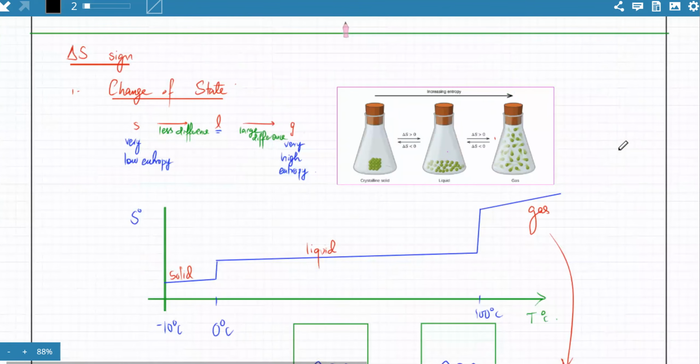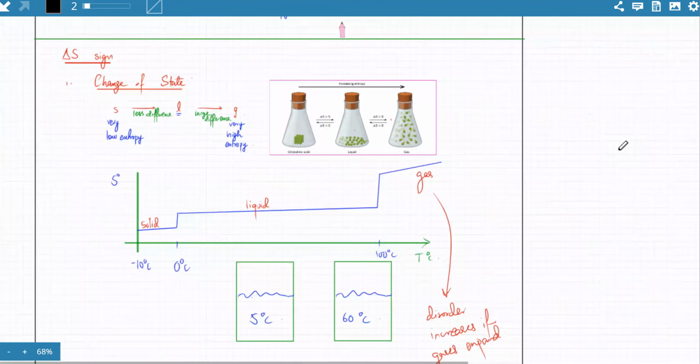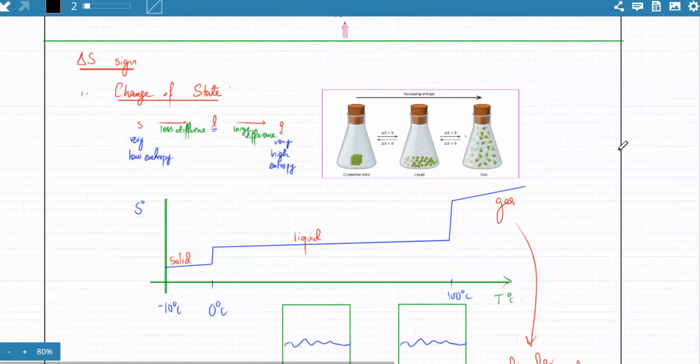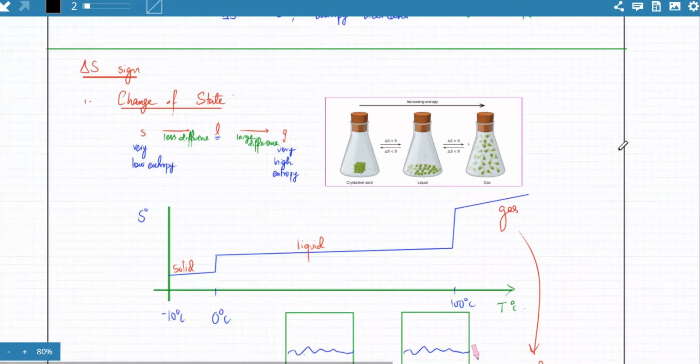One thing we learned yesterday was that we can apply the same concept to chemical reactions. We know that systems like to gain entropy. They want to go into a more disordered state. They want to go into a more stable state. So how do you figure out in a chemical reaction whether entropy is increasing or decreasing?